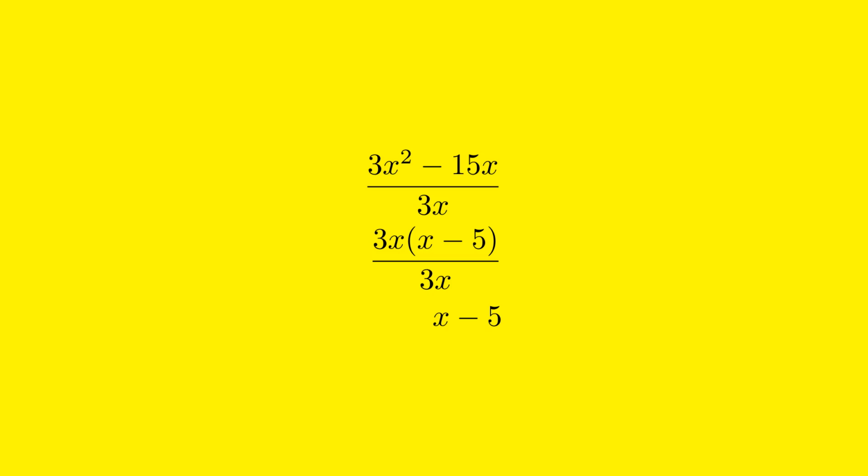Therefore, the expression is now reduced from 3x squared minus 15x over 3x to simply x minus 5 over 1. Since any expression over 1 is just the expression itself, the final answer is x minus 5.